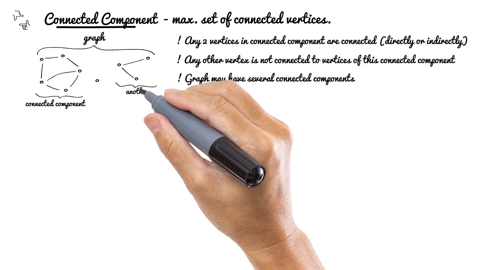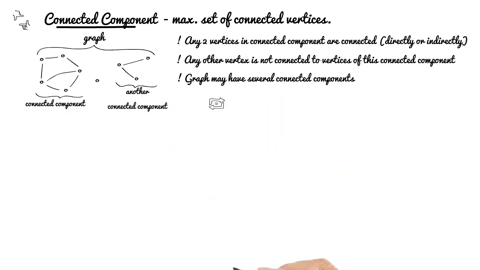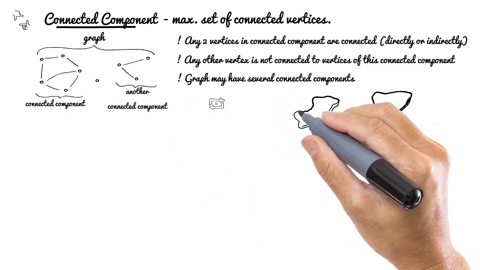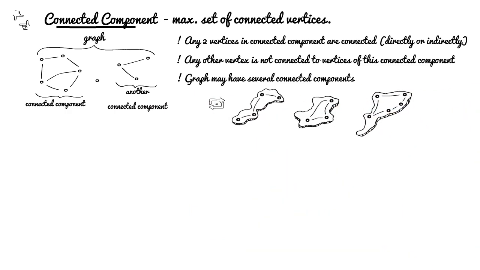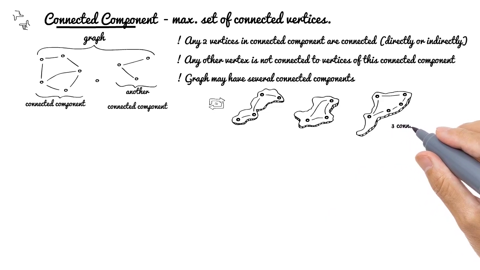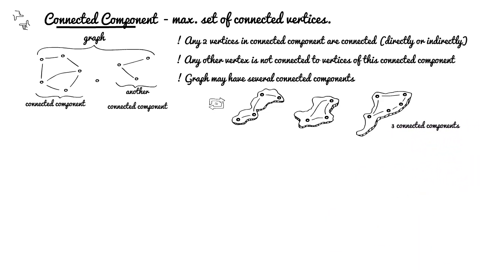For analogical example, we can have graph with vertices cities built on 3 different islands without any edges bridges between islands. But all cities within each island are connected by edges roads, directly or indirectly. Therefore, we have total 3 connected components in our graph.